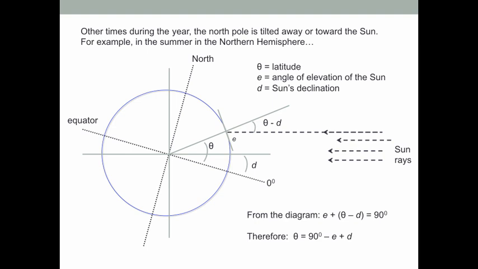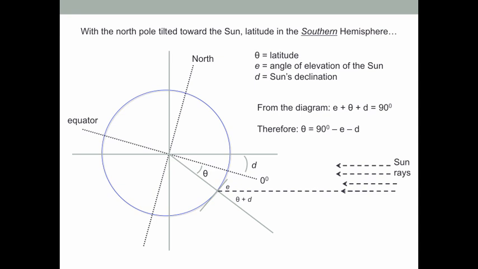Other times during the year, the North Pole is tilted away or toward the sun. For example, in the summer in the northern hemisphere, the North Pole is tilted toward the sun. So you see here in the diagram, theta is again the angle of latitude. Here's D, this is the sun's declination. In this case it's a positive number. And you notice how theta minus D is this angle up here, the complement of E. So E plus theta minus D makes 90 degrees as before. So solving for theta, the angle of latitude is 90 degrees minus the elevation plus the sun's declination.